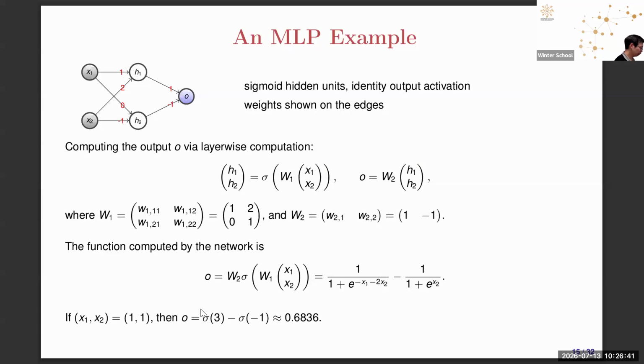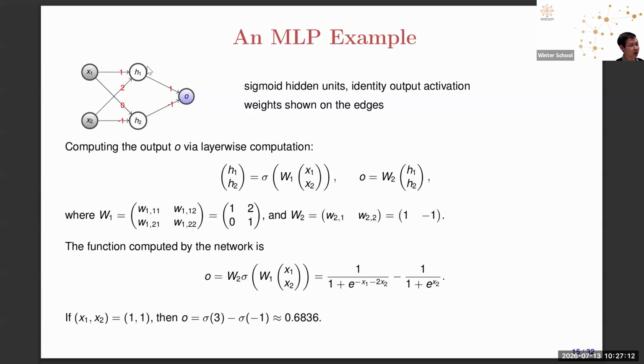To make things more concrete, this is a toy problem where you have just two input neurons and two hidden neurons plus one output neuron. So it takes in two real numbers and outputs one real number. We need to specify the so-called activation functions for the hidden units. In this case, we use sigmoid hidden units. Now let's walk through the calculation a little bit.